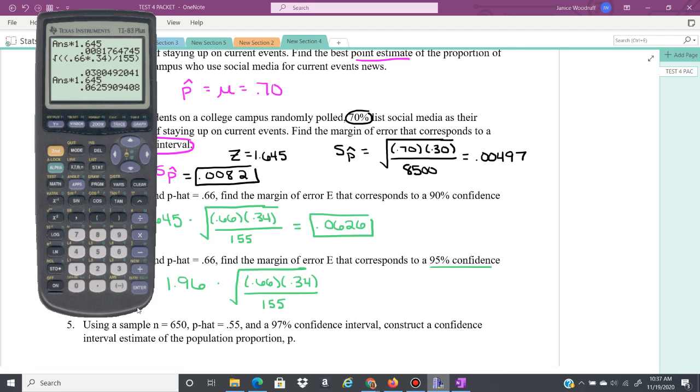All right, so we'll go ahead and get that value again. So the square root of 0.66 times 0.34 divided by 155, and then times 1.96. So that will give us 0.0746.